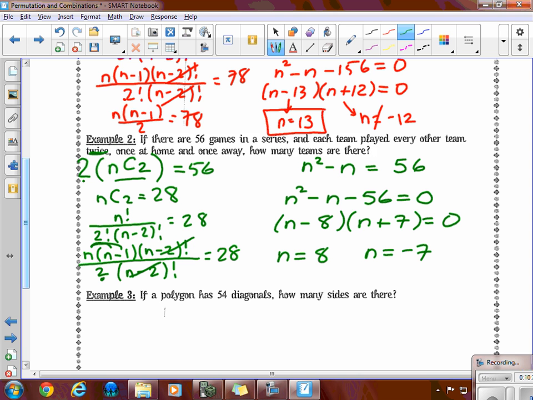or there were -7 teams in this league. Again, that's an extraneous solution. There must have been 8 teams in this league.